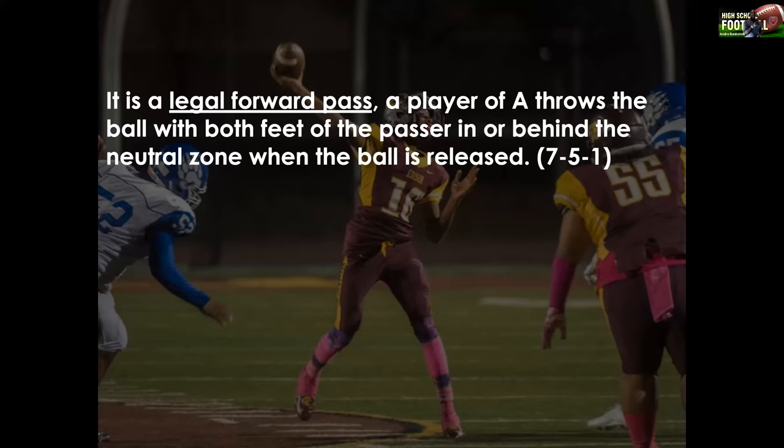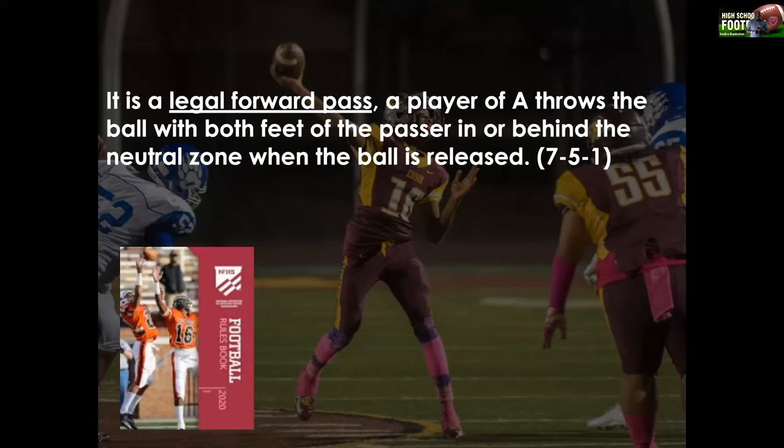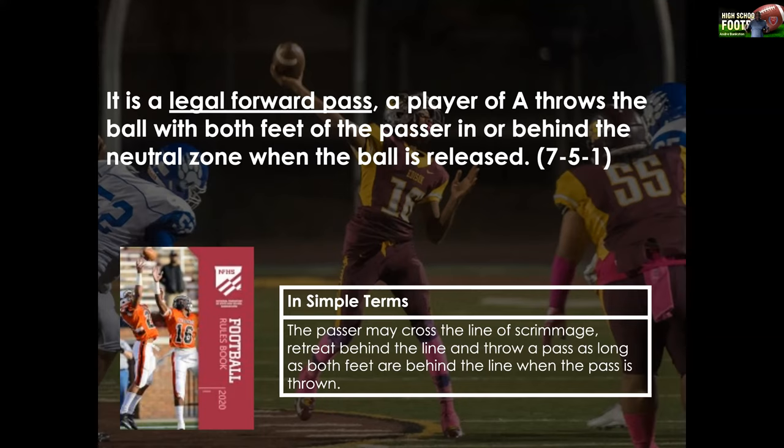So looking at the definition that is here, a legal forward pass: player A throws the ball with both feet of the passer in or behind the neutral zone. In the football rules book, rules by topic, this book right here, I've been reading this book as a supplement book to my rules for years now. And I actually read this and I saw this and I'm like, I didn't even think about it, but I'm like, oh wow. This is what it says. In simple terms, the passer may cross the line of scrimmage, retreat behind the line of scrimmage, and throw a pass as long as both feet are behind the line when the pass is thrown. Full stop.